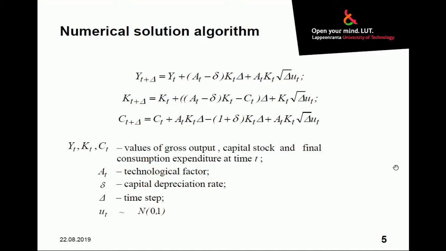Capital stock here means something wider than capital stock in the indicators. It includes human capital and many other things, so it is not an indicator we can find in databases. A_t is the technological factor, and delta is the capital depreciation rate. Large Delta is the time step. It is a very important parameter. I'll show it a little bit later.